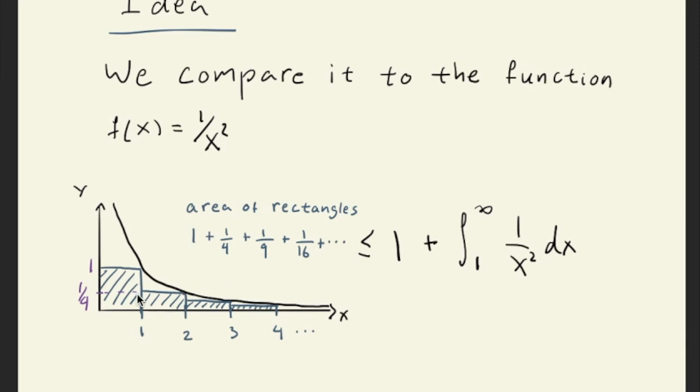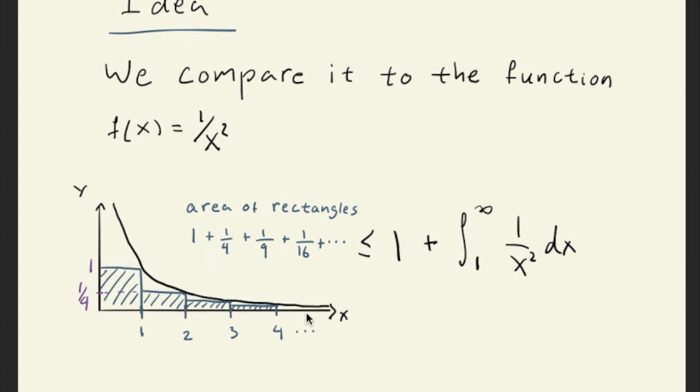So you could compare all these rectangles to the integral from 0 to infinity of this function, but that would be an infinite integral, because from 0 to 1, when you integrate 1 over x squared, that has infinite area. So it's not a good bound. You're not going to show that this is finite if you say that this is smaller than infinity. So what you do is you ignore the first rectangle. That's that 1. Leave it there.